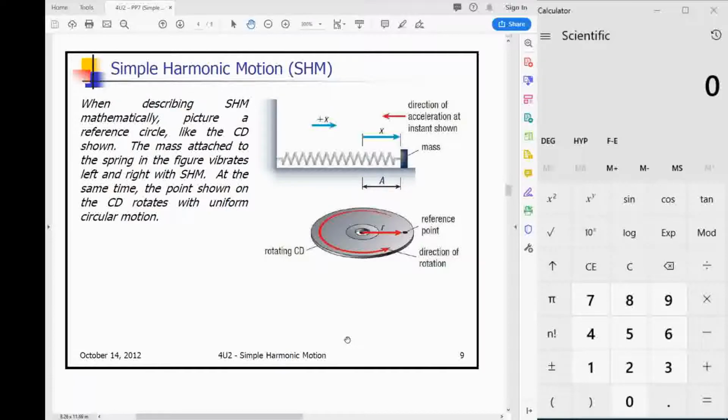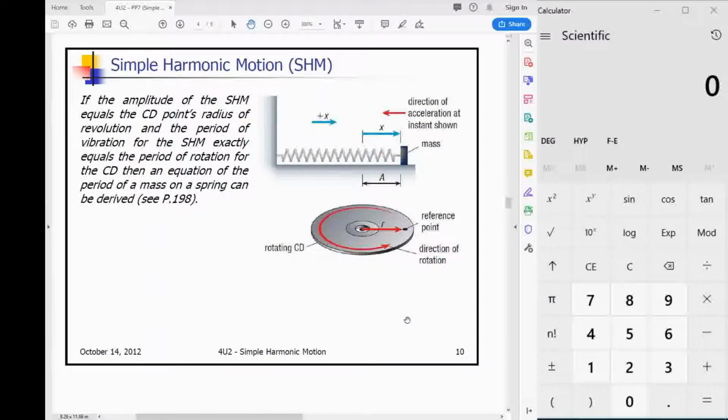So we will always have a periodic function in terms of where our mass is in terms of the equilibrium point, or where our CD is rotating in terms of the reference point. So at all points on that CD, if we rotate that CD and we graph that, what we'd end up with is a sinusoidal function. And if you want to see this a bit more in depth, page 198 covers this.